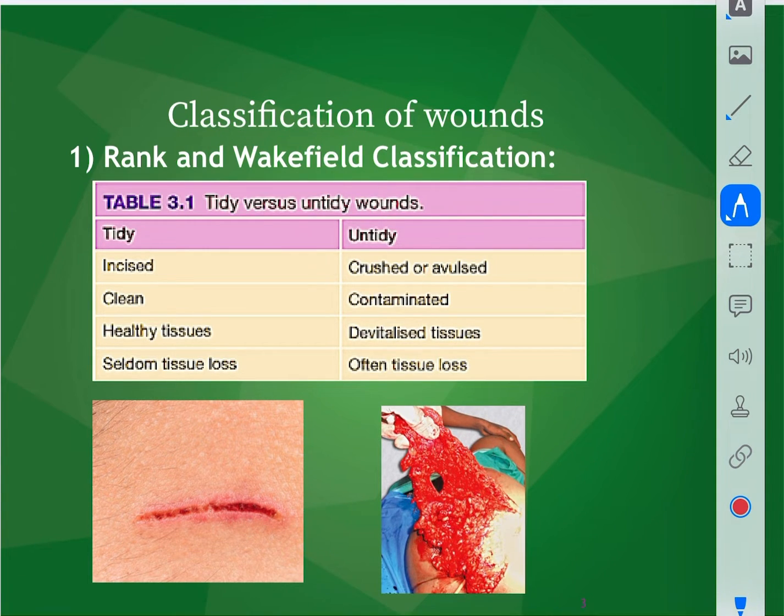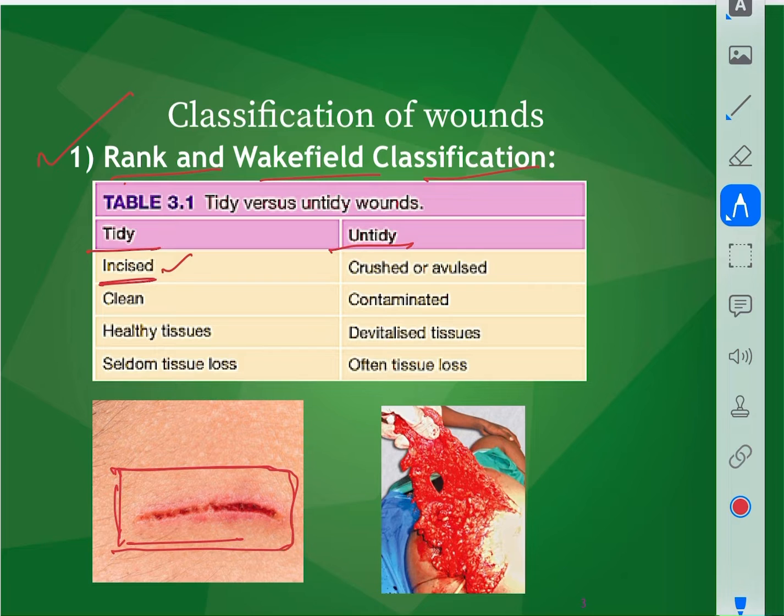There are different ways of classifying wounds. One of the ways, and the easiest way, is to classify it as tidy wound and untidy wound, and such a classification is called the Rank and Wakefield classification. Remember this name, guys. Now tidy and untidy wound, the name itself tells us how the wound could be, right? Any planned surgical incision is a tidy wound. Any wound that happens because of a sharp object, maybe a glass injury or a knife injury, clean cut injuries, these are all examples of tidy wounds.